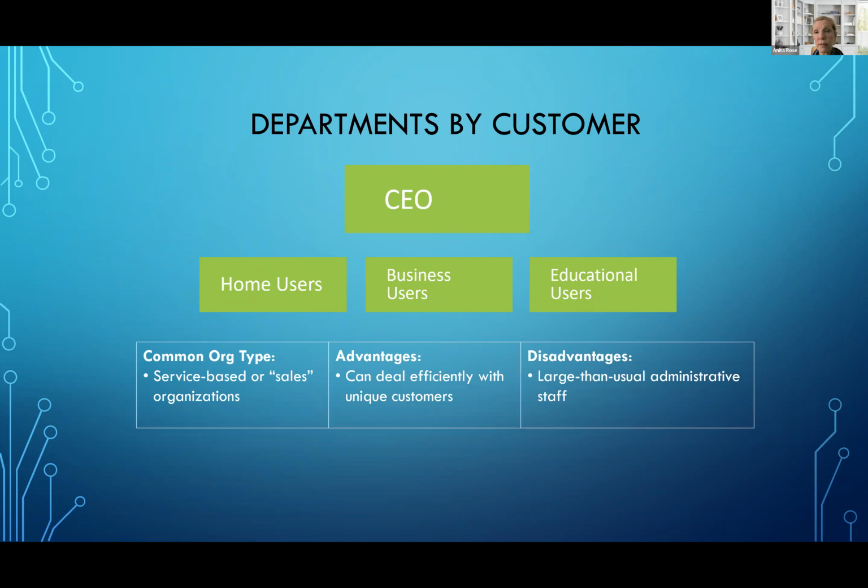Another one, departments by customer, right? We have our customer segments, maybe home users, business users, educational users. And this can be great for a sales type of organization or service-based organization, and it can be very effective because you're dealing with that unique customer. But again, large administrative staff is required because you have 3 different companies within one.